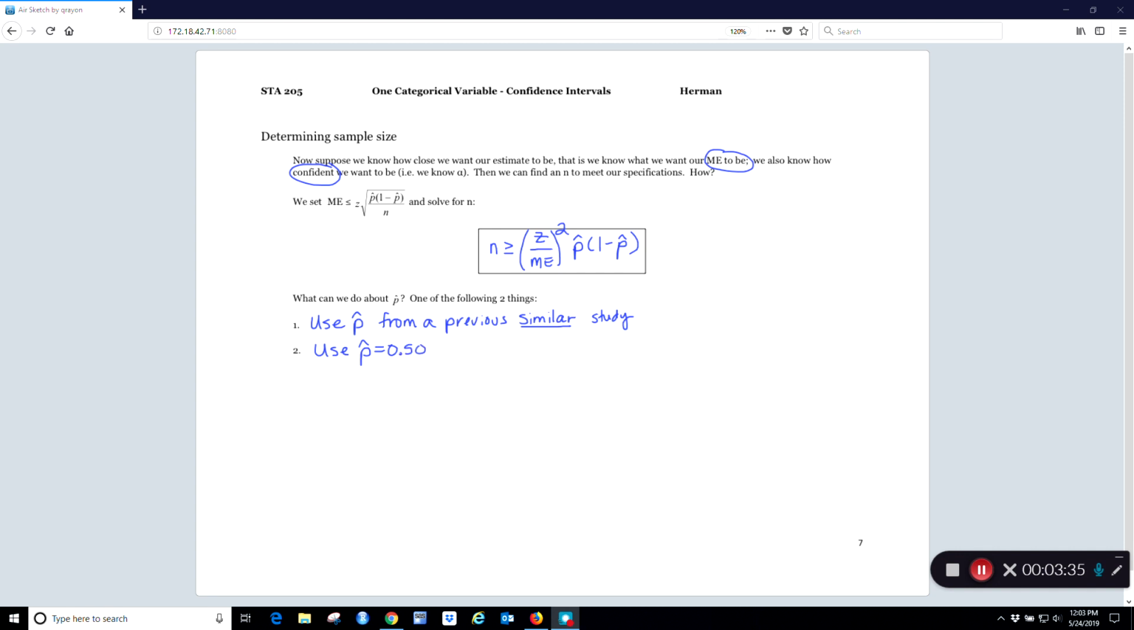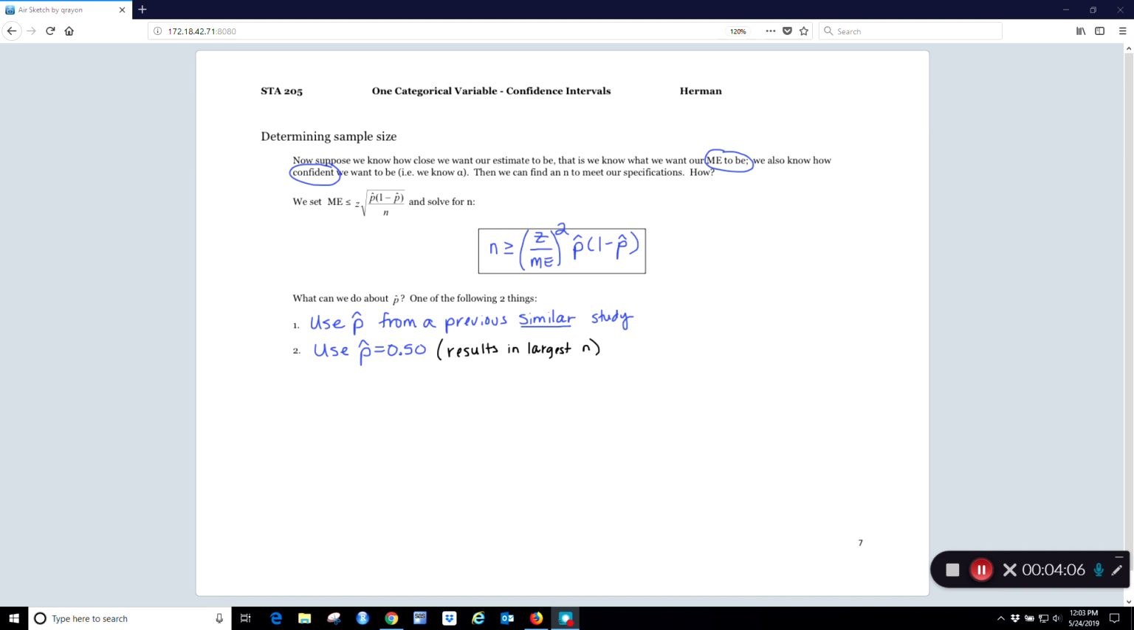Now you may ask yourselves why. The reason we would use this if we don't have anything else is it results in the largest possible sample size. What I mean by that is, if you plug in anything but 0.5 for p hat, you will get a smaller n than if you plug in 0.5. So 0.5 will give me my largest possible value here for n. So in a sense, it's your safe bet. It'll always cover you.